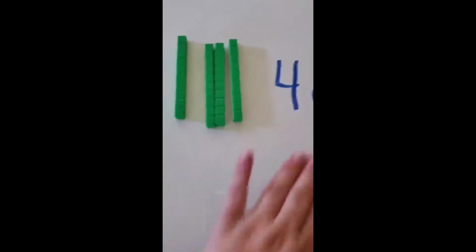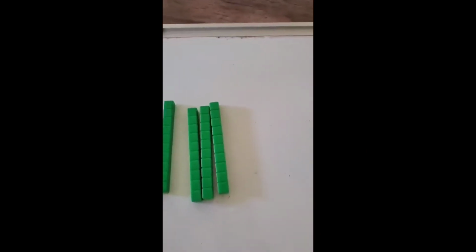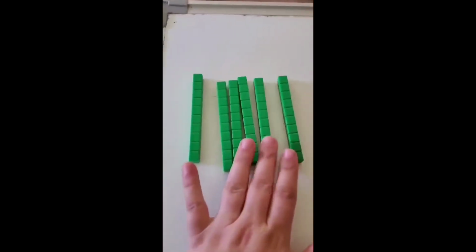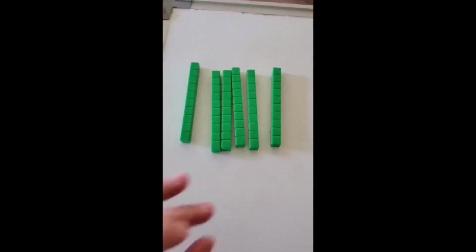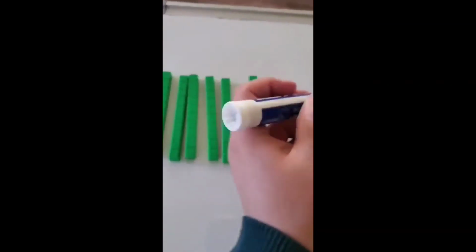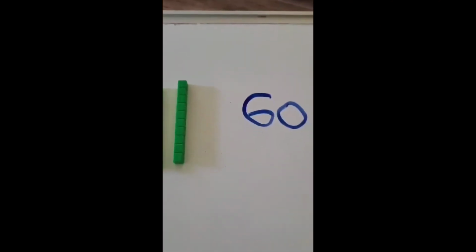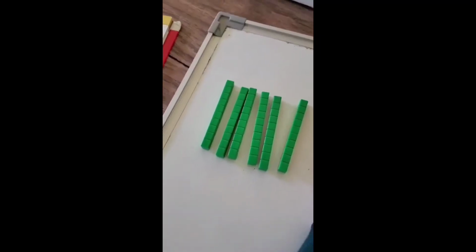A second here. Erase this. Can't find my sock right now. How many units or how many rods do I have now? You're right, there's 6. How many units are there altogether? You're right, 60. Okay, last one.